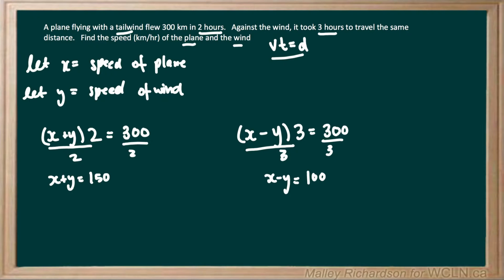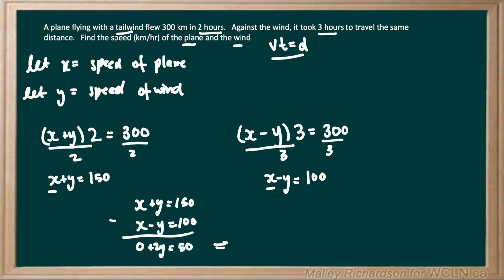But as we can see, both of our variables y have the same coefficient in both equations. So that means it'd be quite easy to use elimination. So let's use elimination. We'll first use our first equation, x plus y equals 150, and subtract our second equation, x minus y equals 100. Starting with our left column, we have x minus x to give us 0, and y minus negative y, well, minus a negative is positive, so we have positive y plus y to give us plus 2y. And then we have 150 minus 100 to give us 50.